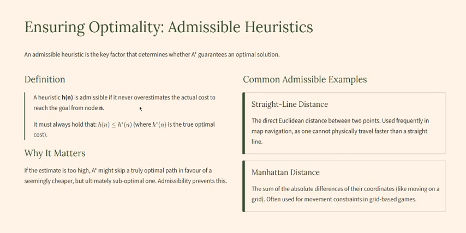Here is the definition of a heuristic. A heuristic h of n is admissible if it never overestimates the actual cost, and the formula is h of n less than or equal to h star of n. If it estimates too high, A-star might skip a truly optimal path in favor of a seemingly cheaper but ultimately suboptimal one. Common admissible examples are straight-line distance and Manhattan distance. Manhattan distance is the sum of absolute differences of the coordinates, like moving on a grid, often used for movement constraints in a grid-based system.